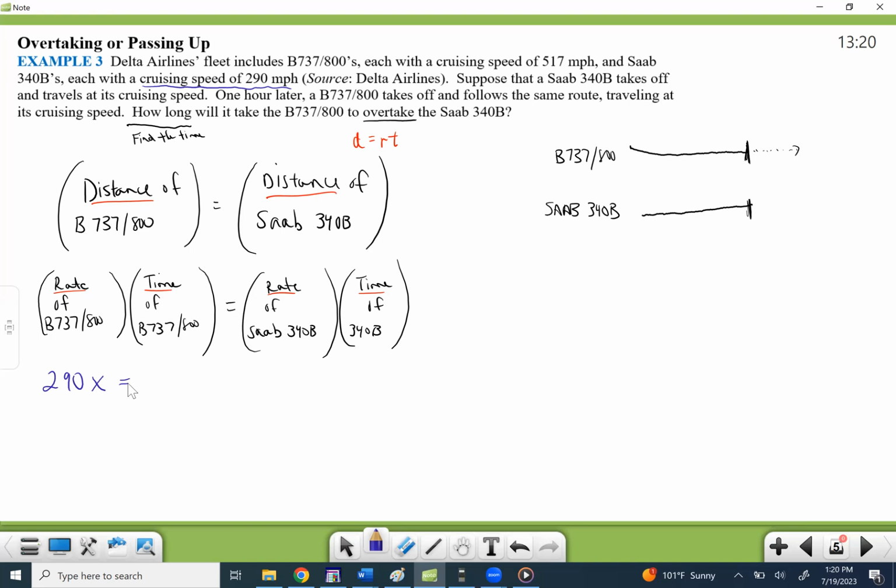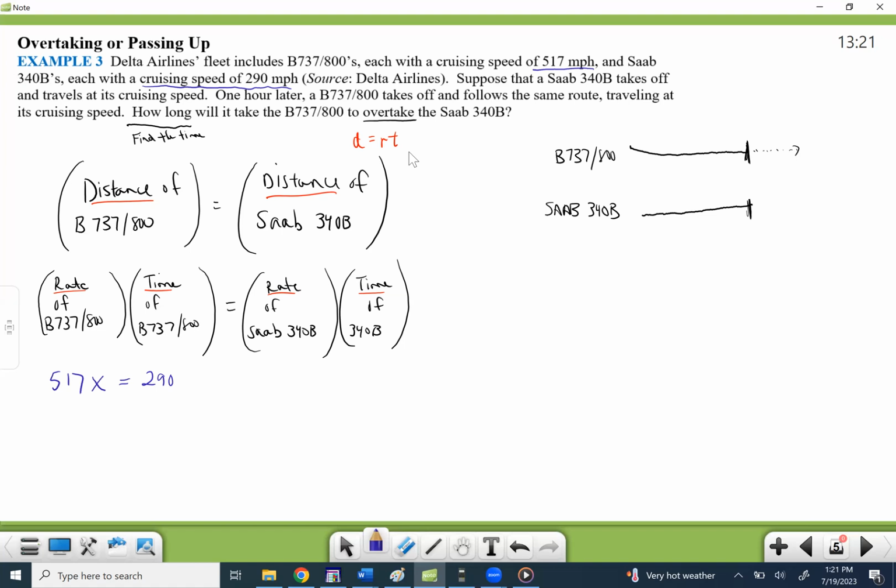All right. Do we know the rate of the Saab? Oh, guys, sorry, I did not read properly. Rewind. I can read. So the B737/800, its speed was 517. Sorry about that. It's the Saab that does a cruising speed of 290. Now, I don't know this guy's time also, but I can't be going and putting an X here. So let's think about this, right?